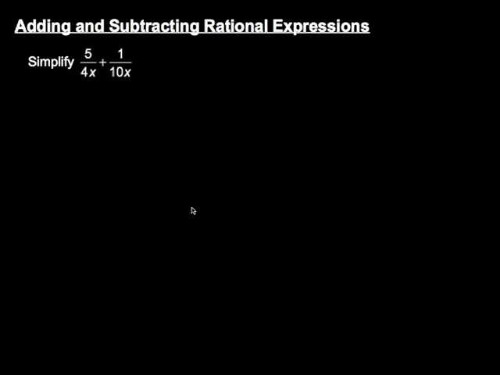Today we are looking at adding and subtracting rational expressions. In order to do this, we need a common denominator. Here we have two denominators, 4x and 10x, and what we need to do is find a number which both 4x and 10x go into. We call this the least common multiple, and in this case our least common multiple is 20x. So our goal is to make both these denominators 20x so that we can add the two fractions together.